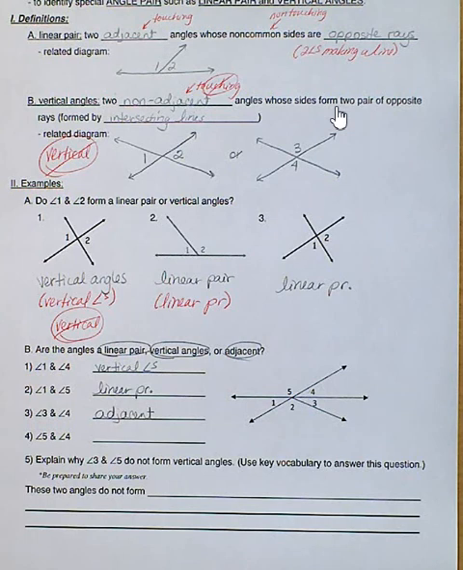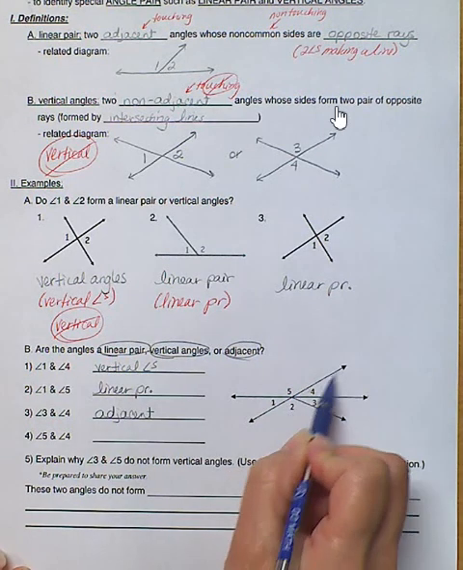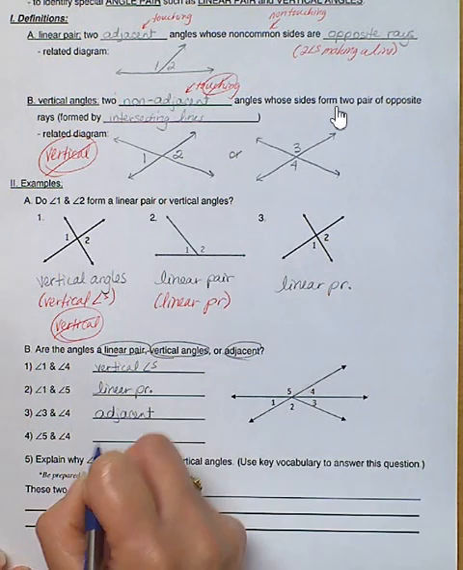Good. Hopefully you said linear pair, because angles 4 and 5 are in fact sharing a side and they're making a straight line. So it's a linear pair.